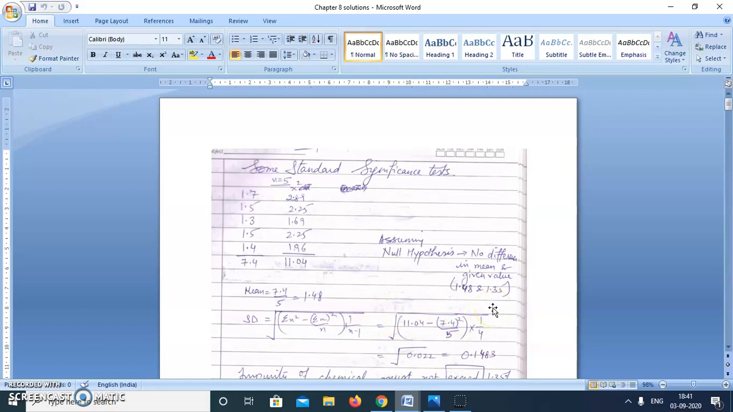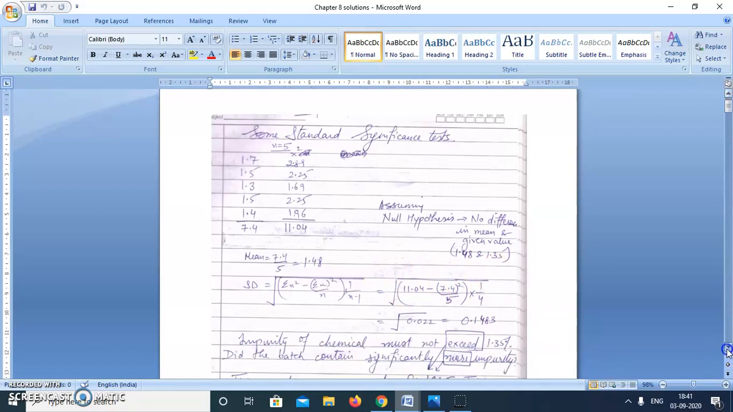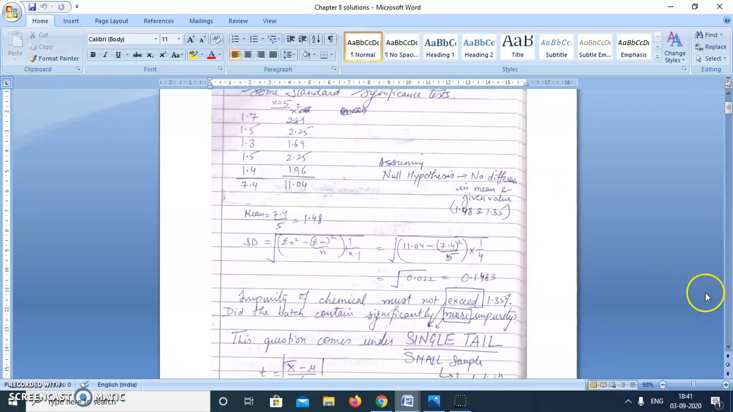Okay, now let us take one example from the exercise given in chapter 8. First question we'll see, and then we'll continue in the next class. In the first question, it is specified that the impurity of a chemical must not exceed 1.35%. On a certain batch of the chemical, 5 determinations of percentage impurity were made and 5 readings are given. So here the population mean is given as 1.35% and we are given 5 readings for the sample mean.